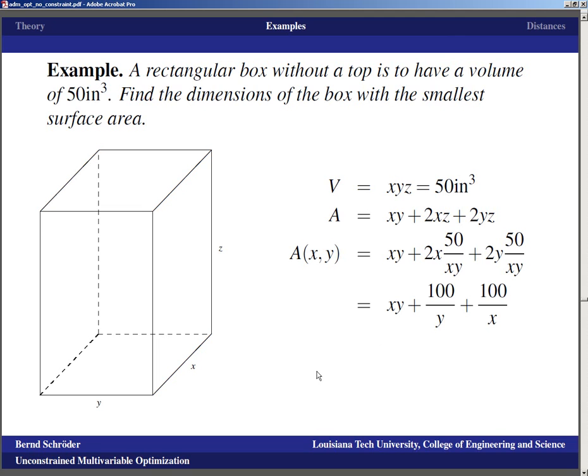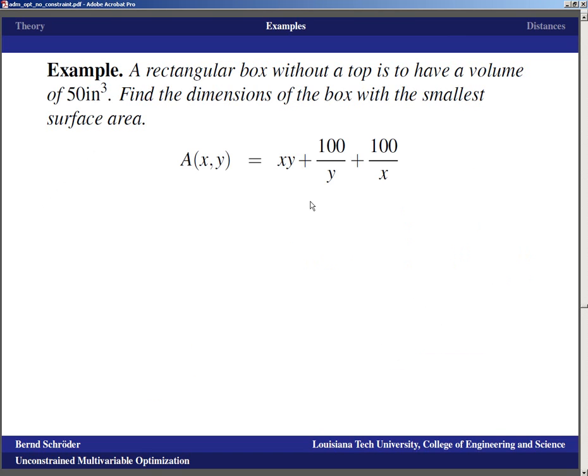The domain, of course, is that x and y are both supposed to be greater than 0, and the rest is just computation now. So we take our surface area function, and what do we need to do? We need to find the gradient and set it equal to 0. So we set the partial of A with respect to x equal to 0, and that would give us y minus 100 over x squared.